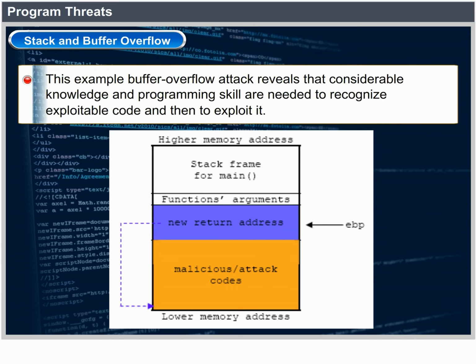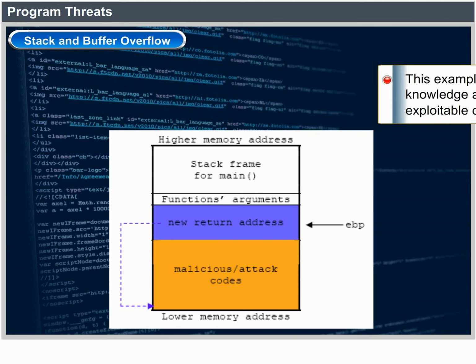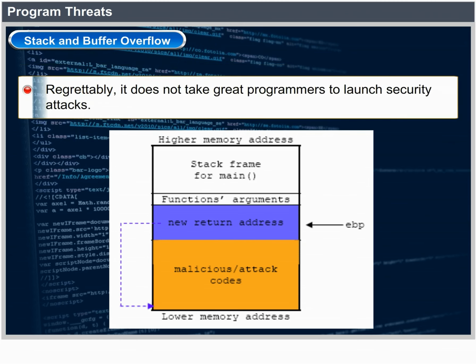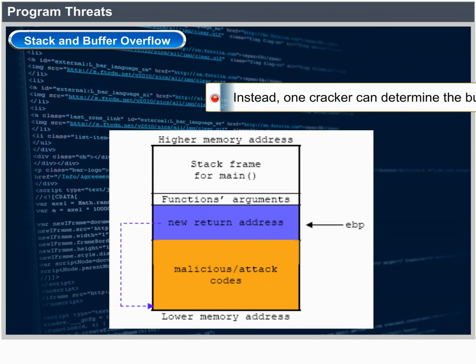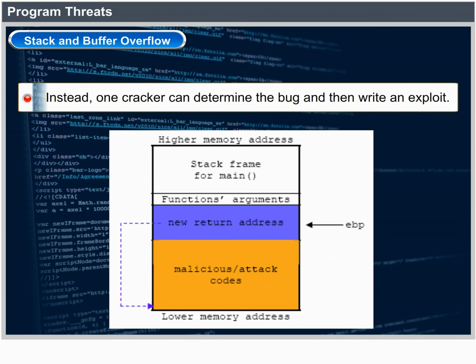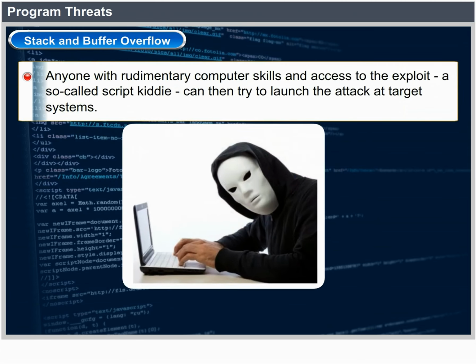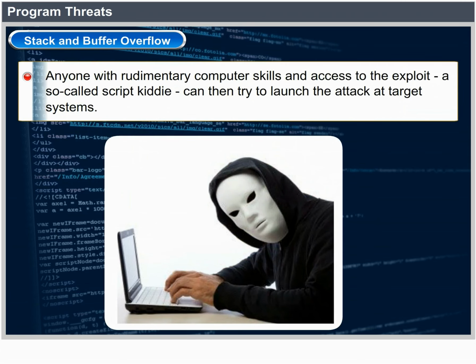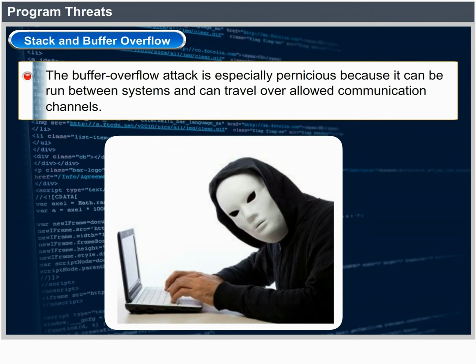Unfortunately, it does not take great programmers to launch security attacks. Rather, one cracker can determine the bug and then write an exploit. Anyone with rudimentary computer skills and access to the exploit, a so-called script kiddie, can then try to launch the attack at target systems. The buffer overflow attack is especially pernicious because it can be run between systems and can travel over allowed communication channels.